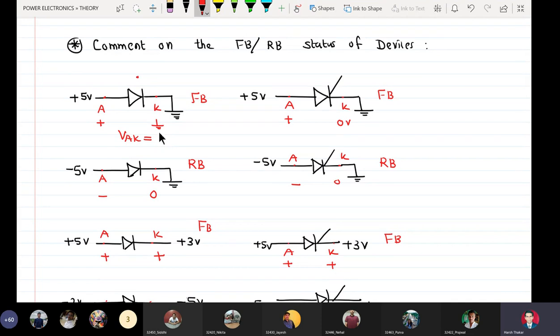What is the potential difference between anode and cathode terminals? 5 volt. You should never say 5, you should say plus 5. It is plus 5 minus 0. Same thing here. VAK is VA equal to 5 volts minus 0.